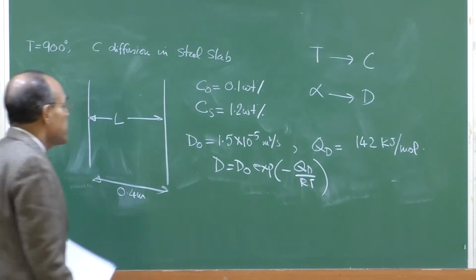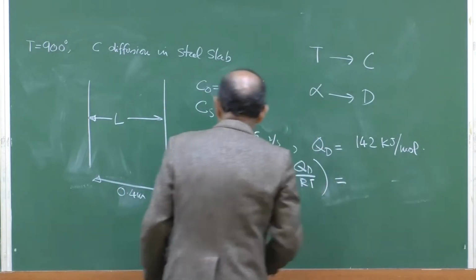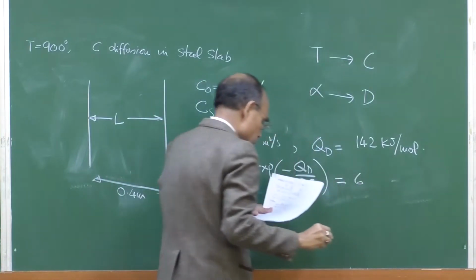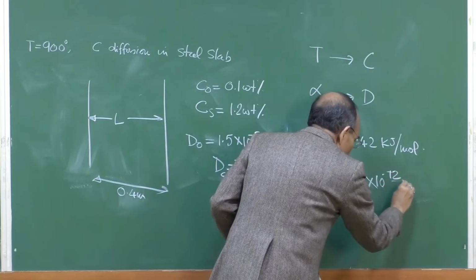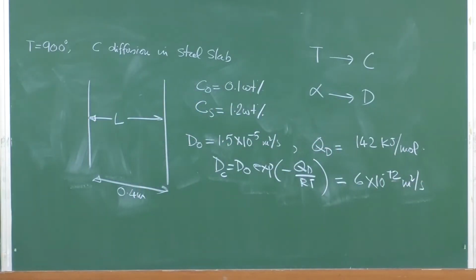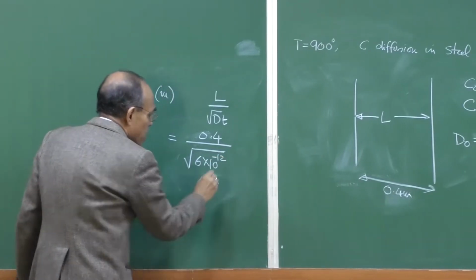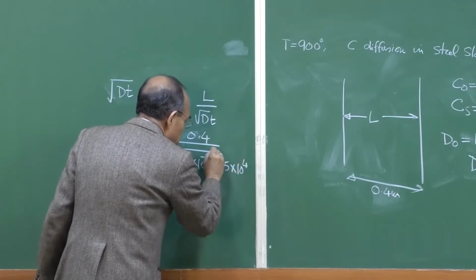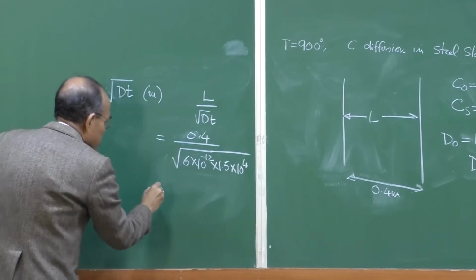Okay. In that case, D0 comes out to be 6, D of carbon comes out to be 6 multiplied by 10 raised to the power minus 12 meter square per second. So, we put this value 6 multiplied by 10 raised to the power minus 12, time is 1.5 into 10 raised to the power 4 seconds. So, 6 into 1.5 is 9. So, square root of 9 is going to be 3.